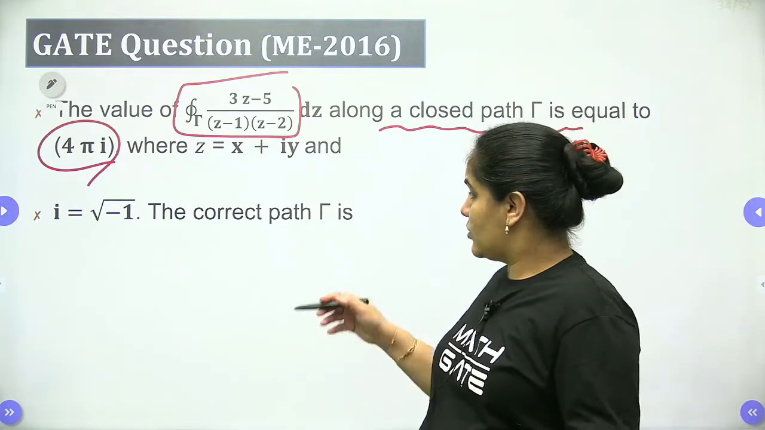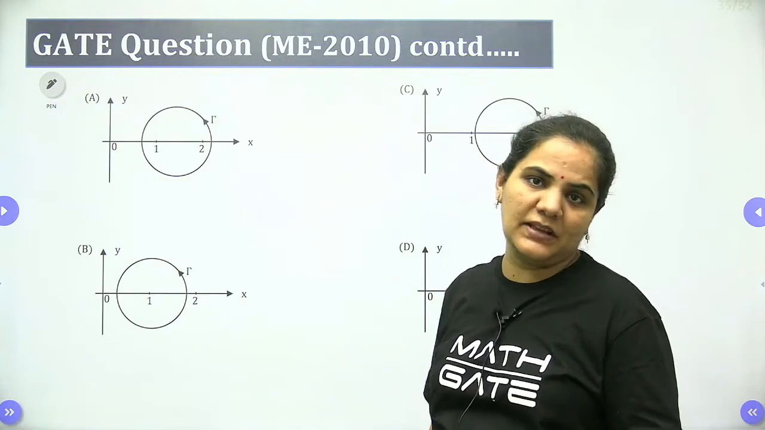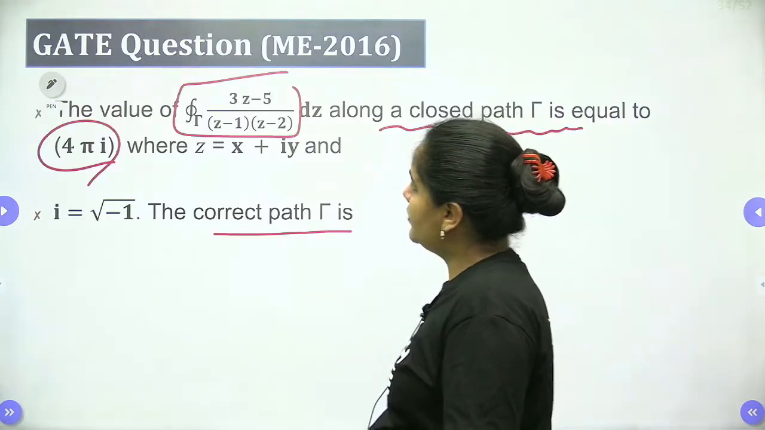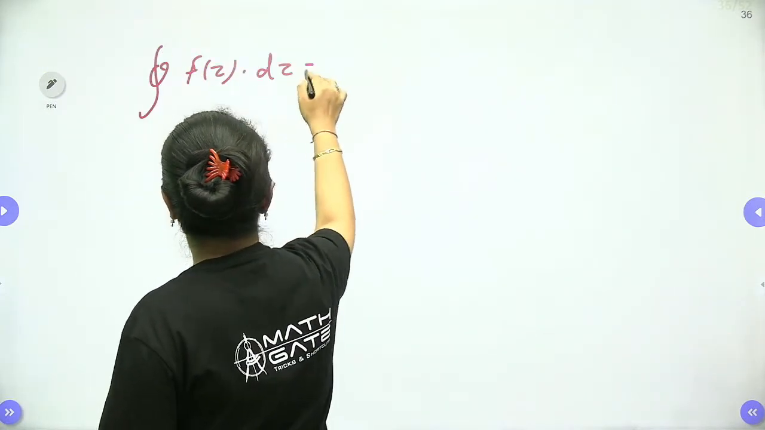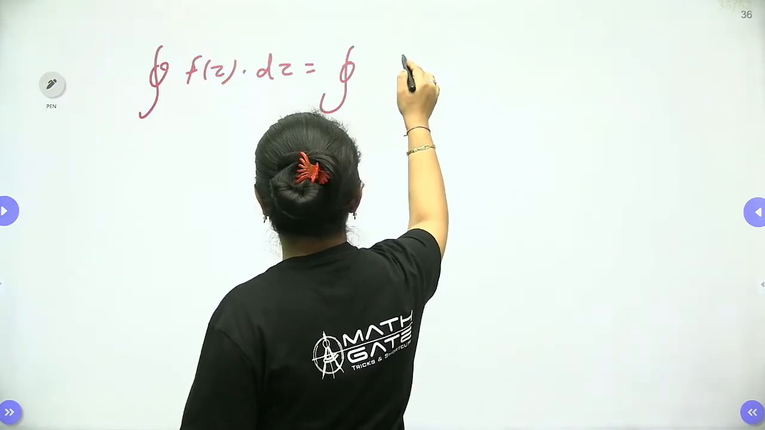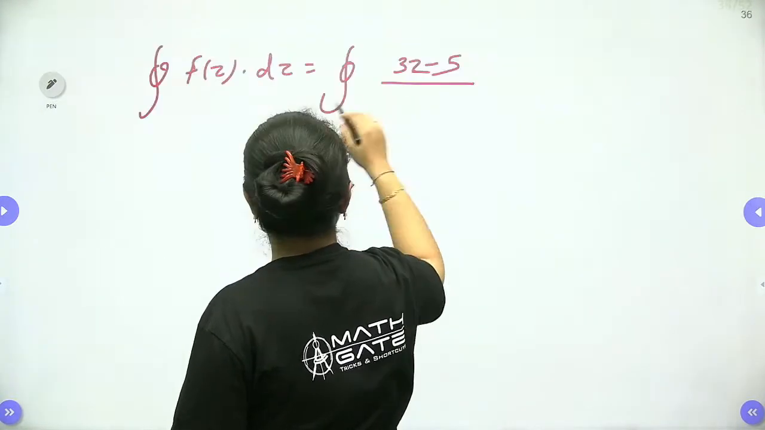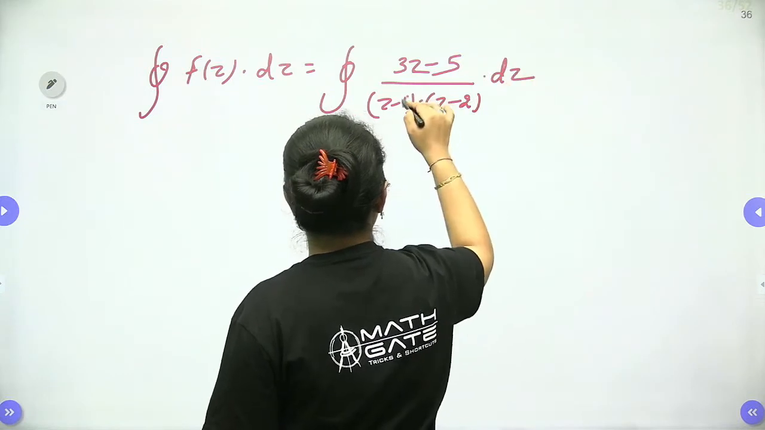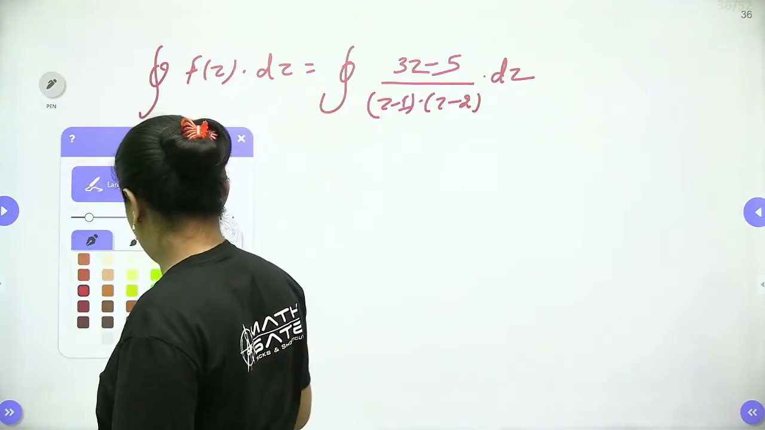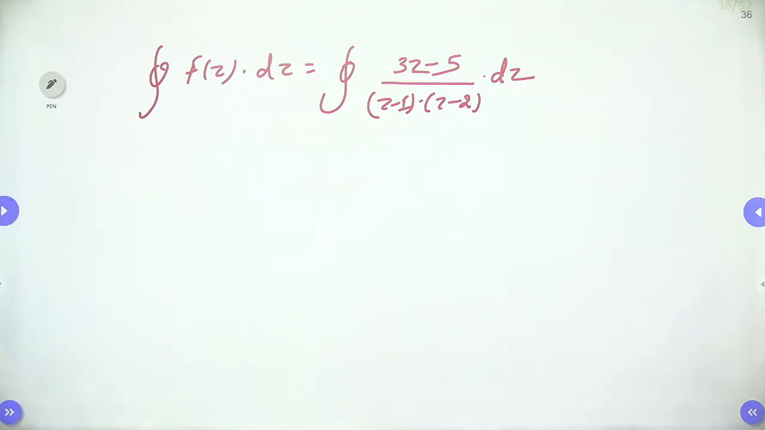So we have to find the correct path, meaning we have 4 diagrams and we have to find the correct path. Let's approach it. Let me write down the function. Here we have the function f(z) dz equal to (3z minus 5) by (z minus 1)(z minus 2) dz. Clear? Yeah. Let's approach it.